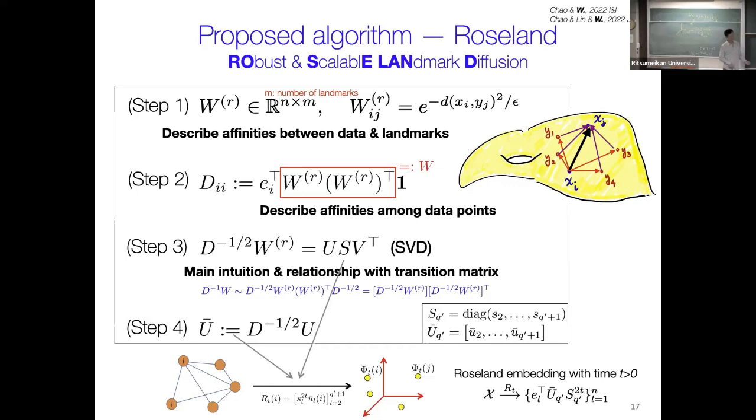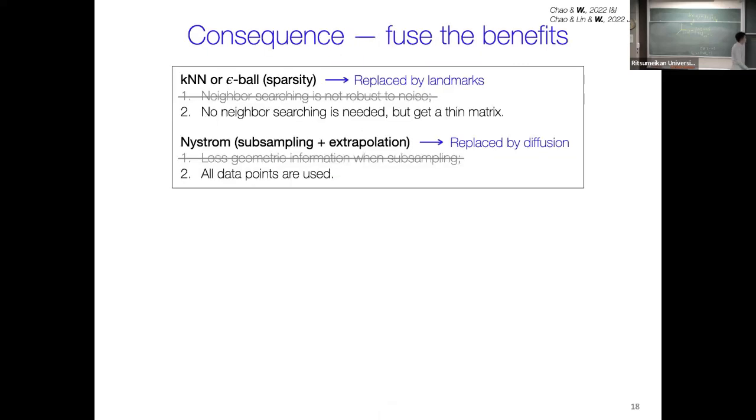And it turns out, this very, very simple algorithm works super nice in many applications. Before I show you some preliminary results, let me tell you the benefits. First, you do not need to construct a sparse matrix. Everything is replaced by landmarks, so no neighbor searching is needed. So you get a full matrix, but this full matrix is seen in the top.